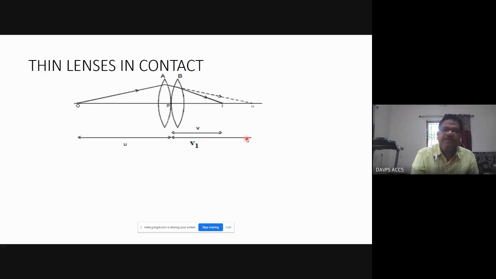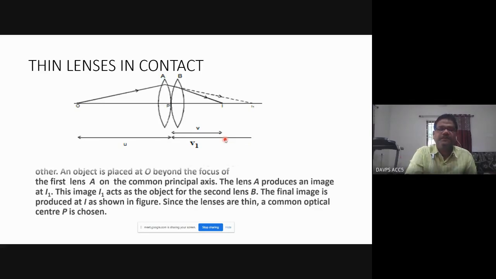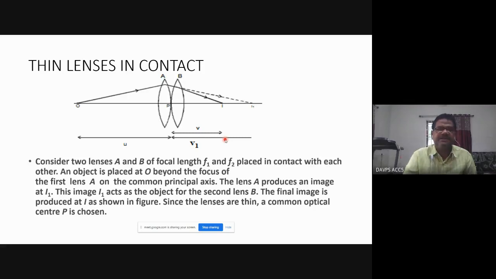I think all of you have understood in which way the ray is getting refracted in between the two convex lenses in contact. So let us move forward. What happens here? You write these things.